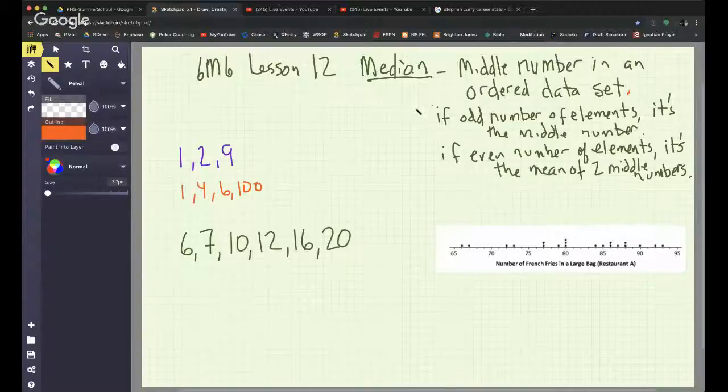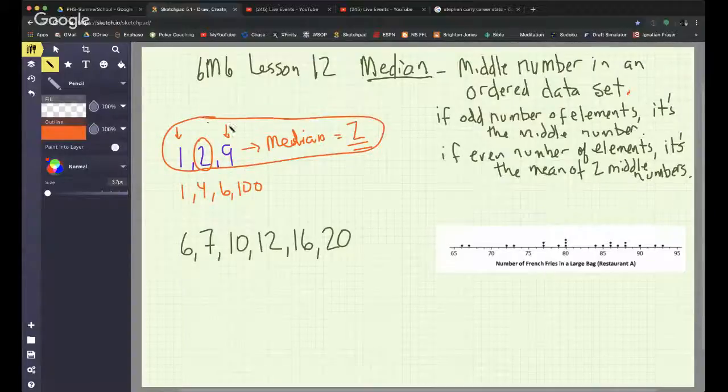So let's look at an ordered set of data. This is in order: 1, 2, 9. Because it's in order, I can find the middle number in the odd number of data elements. If these are the ends, the middle number is 2. So here the median equals 2. Median is 2, not a Z, it's a 2.